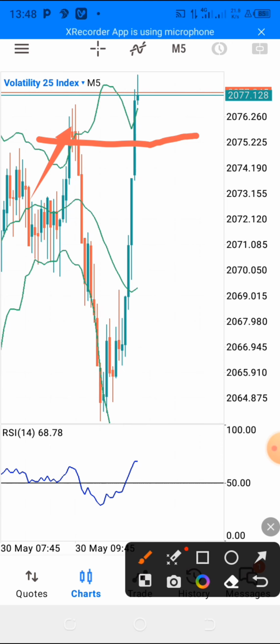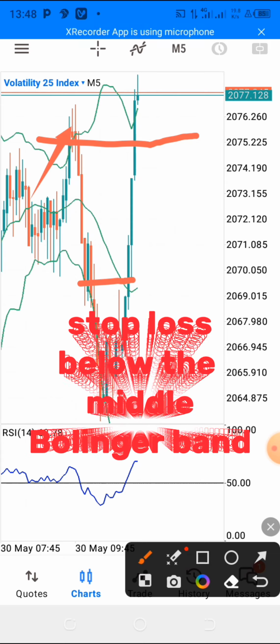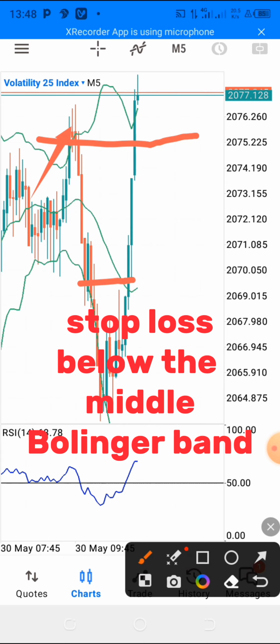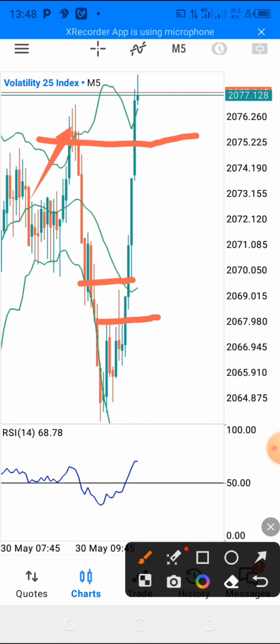The candle that closed, this is our candle. So I'm going to place my stop loss below that candle and below the what? The mid Bollinger Band. So this is where I'm going to place my stop loss. As simple as that.